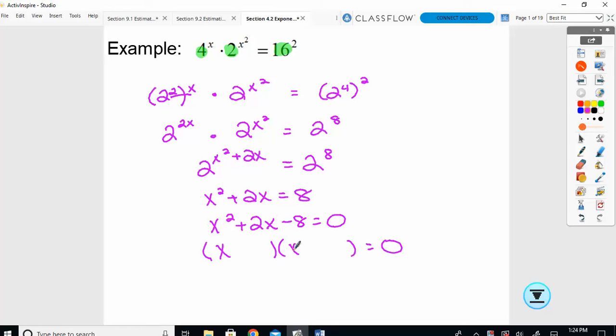So x squared breaks into x. What multiplies to negative 8 and adds to positive 2? So we actually get two answers here. You set each of those equal to 0, you get x equals 4 and x equals 2. It is possible to have multiple answers on these.